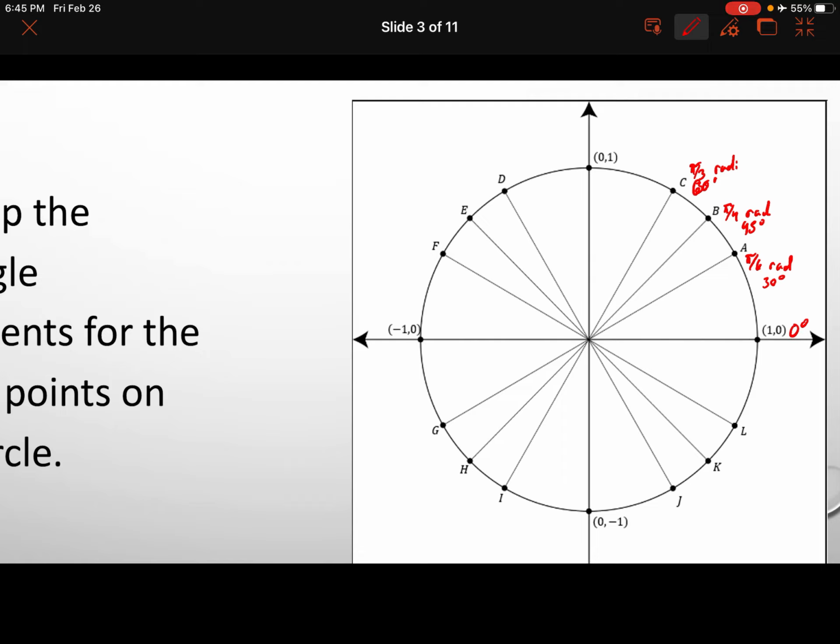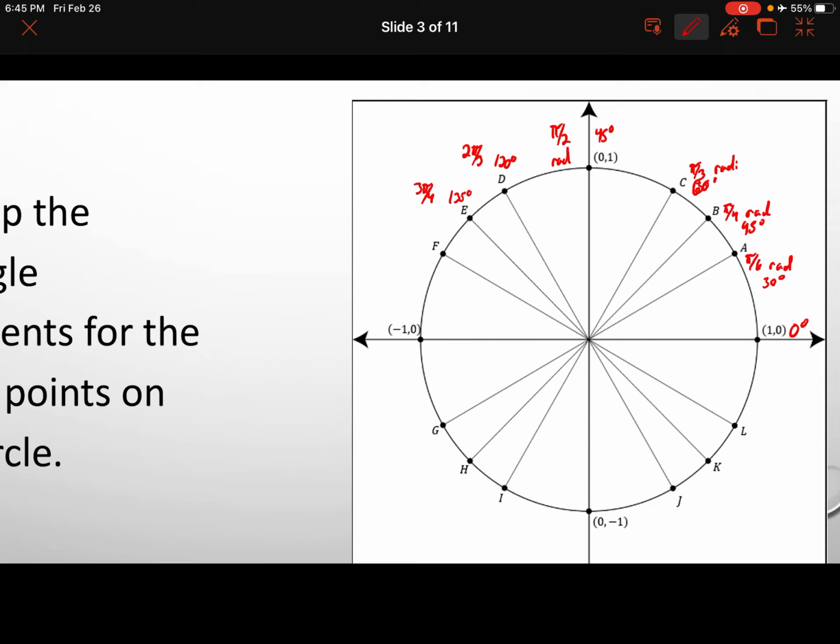Okay, so let's continue on. Now, the point 0, 1, so the top edge of the circle, that would correspond to pi over 2 radians, or 90 degrees. Point D would correspond to 2 pi over 3 radians, or 120 degrees, which hopefully makes sense. It's just going to be double point C, since point C is pi over 3 radians, point D is 2 pi over 3, so 120 degrees. Point E is going to be 3 pi over 4, or 135 degrees.